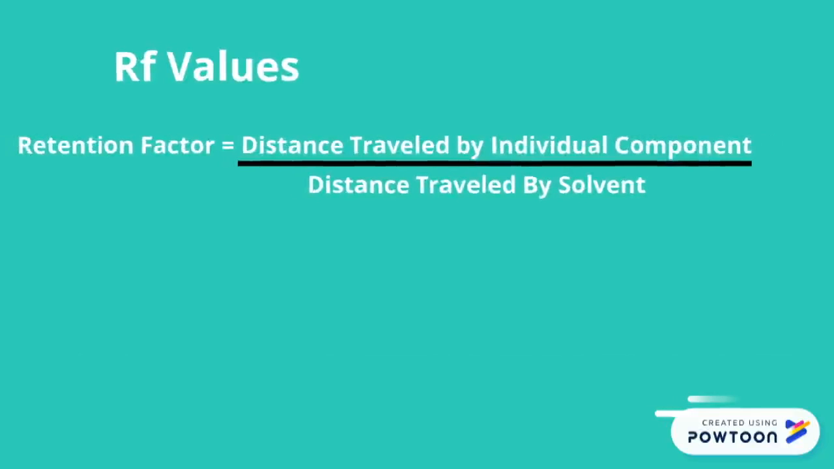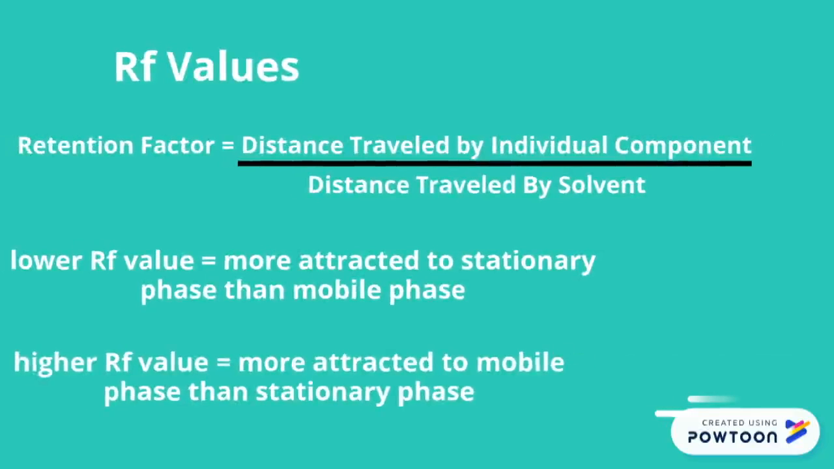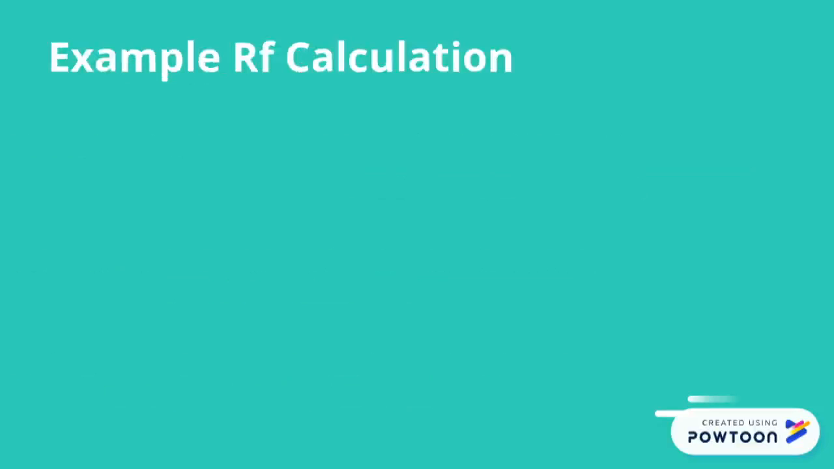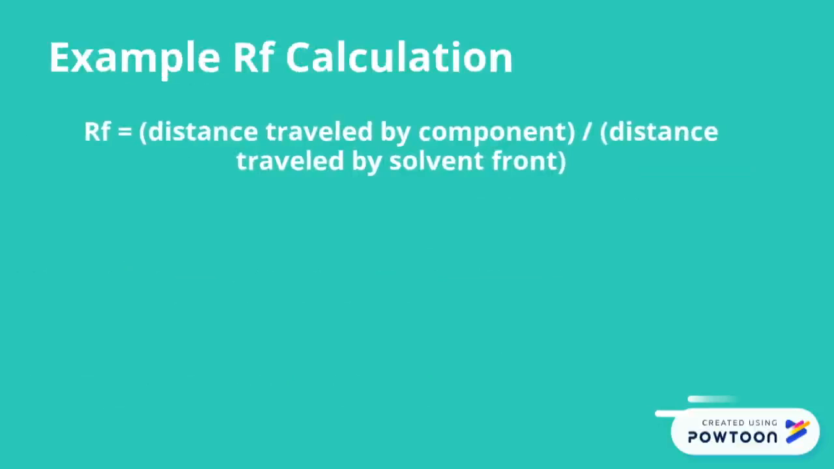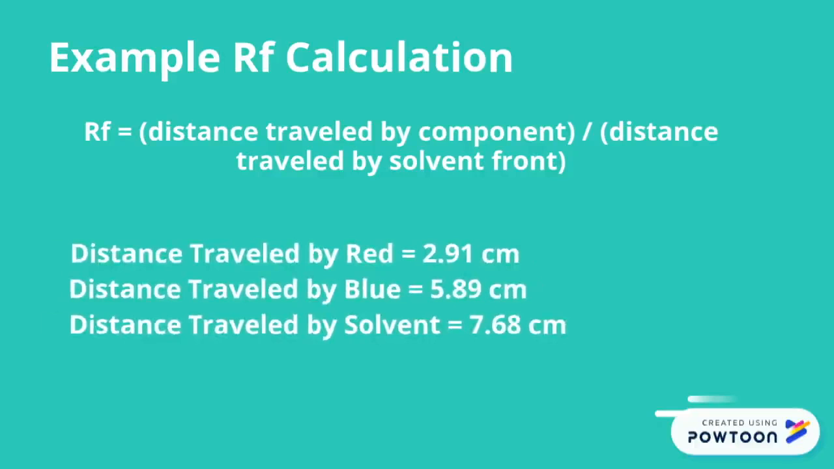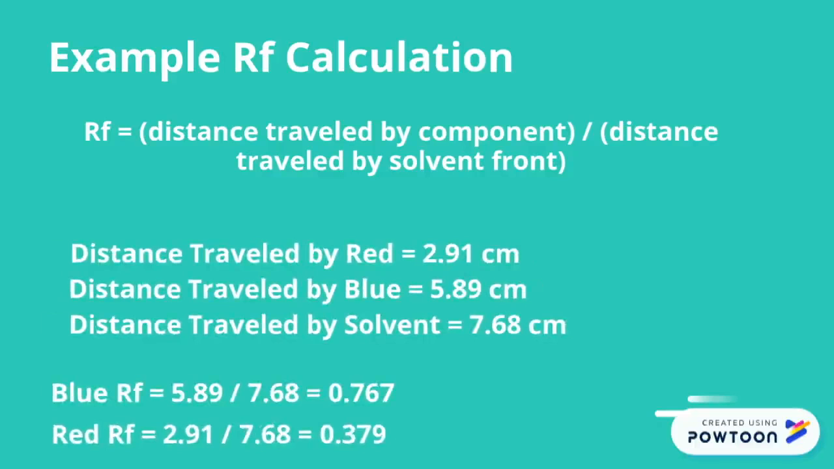A common calculation performed with chromatography is the RF value, which just stands for retention factor and is a quantitative way to look at chromatography. A lower RF value indicates that the substance is more attracted to the stationary phase, and a higher RF value indicates that it is more attracted to the mobile phase. The equation is distance traveled by component divided by distance traveled by solvent front. Using this equation and our data, we can calculate that the blue RF value was 0.767 and the red was 0.379, showing quantitatively that the blue dye was more attracted to the salt solution than the red.